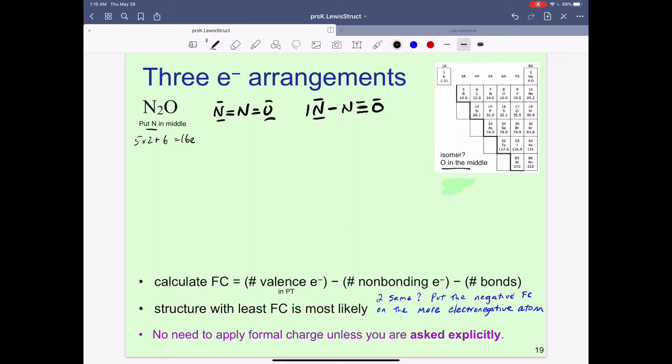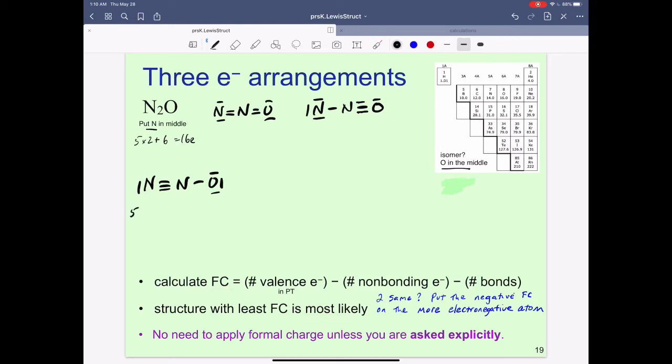Now that triple could just as easily have been on this side between the 2 nitrogens, so let's represent that. Nitrogen, triple bond, single bond to the oxygen, complete the unshared pairs. Now what we'd like to do is say, out of these 3 possible structures, let's use formal charge to predict which structure is most likely.